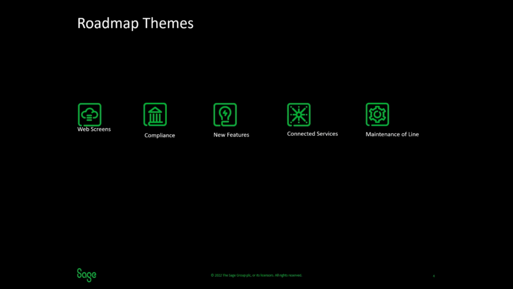So Sage 200 has a roadmap and has had for many years, and there are themes around this roadmap. So web screens being one of them. Compliance, so that's, for example, Making Tax Digital, returns to the HMRC, etc. New features, which is exactly what it says. Connected services, such as linking to 365, and maintenance of the line, which is ensuring that the system works with new releases and updates of operating systems, etc.